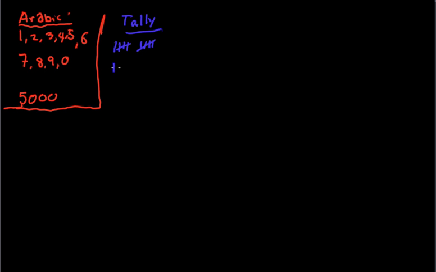You've probably seen this system used somewhere. All you do is make a mark for 1, 2 marks for 2, 3 marks for 3, 4 marks for 4, and a line goes across it for 5, and then you start over. That is another common number system.